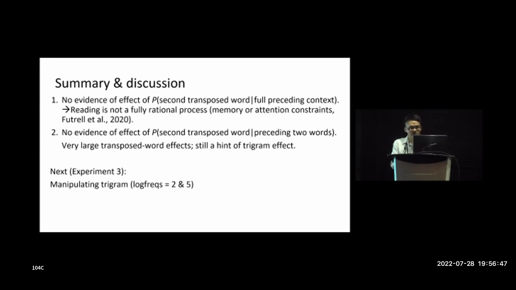If we find a trigram frequency effect there, the results will provide strong evidence for mental storage of large chunks of linguistic representation and will lend support for a bounded rational inference account for misreading and for reading in general. And this experiment 3 is currently underway, and we hope to share the results really soon.